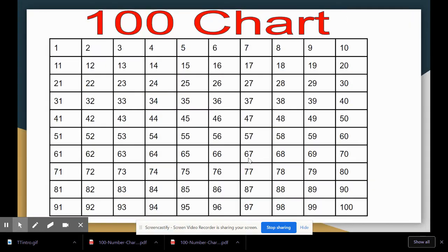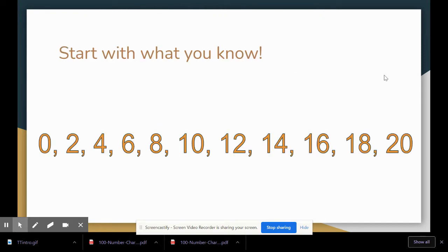We're going to be using a hundreds chart because skip counting using a hundreds chart will allow you to see some of the patterns that you may not see if the numbers are just written out. We're going to start with a pattern you already know. You already know how to count by twos. You know this in your sleep. You can probably even do it backwards. But do you know what the pattern looks like on a numbers chart or a hundreds chart?